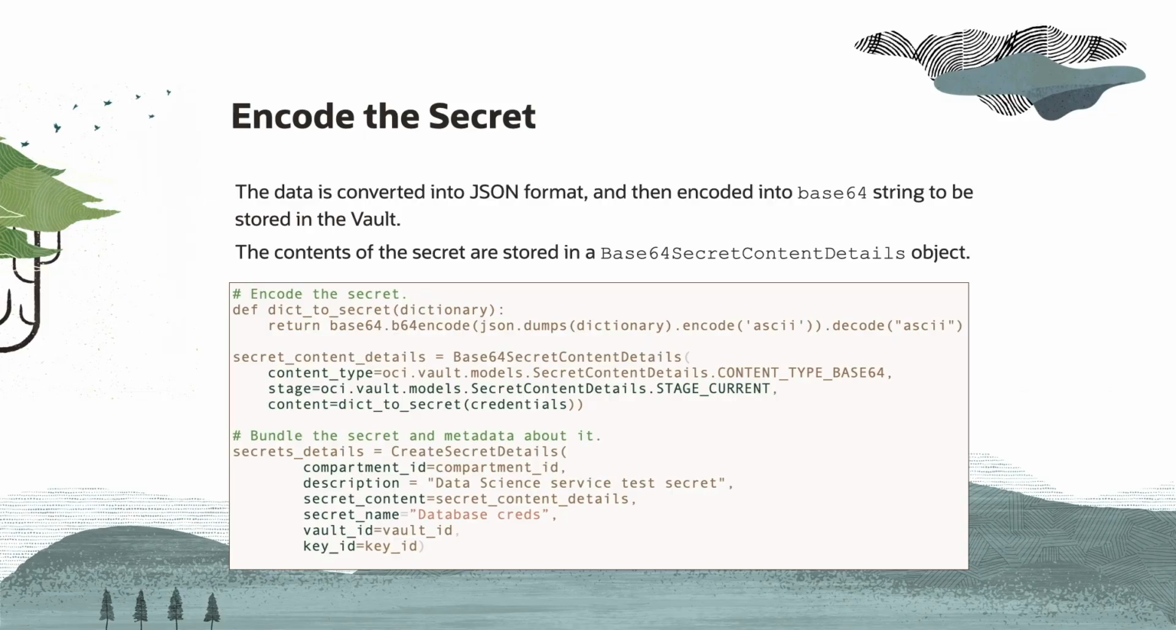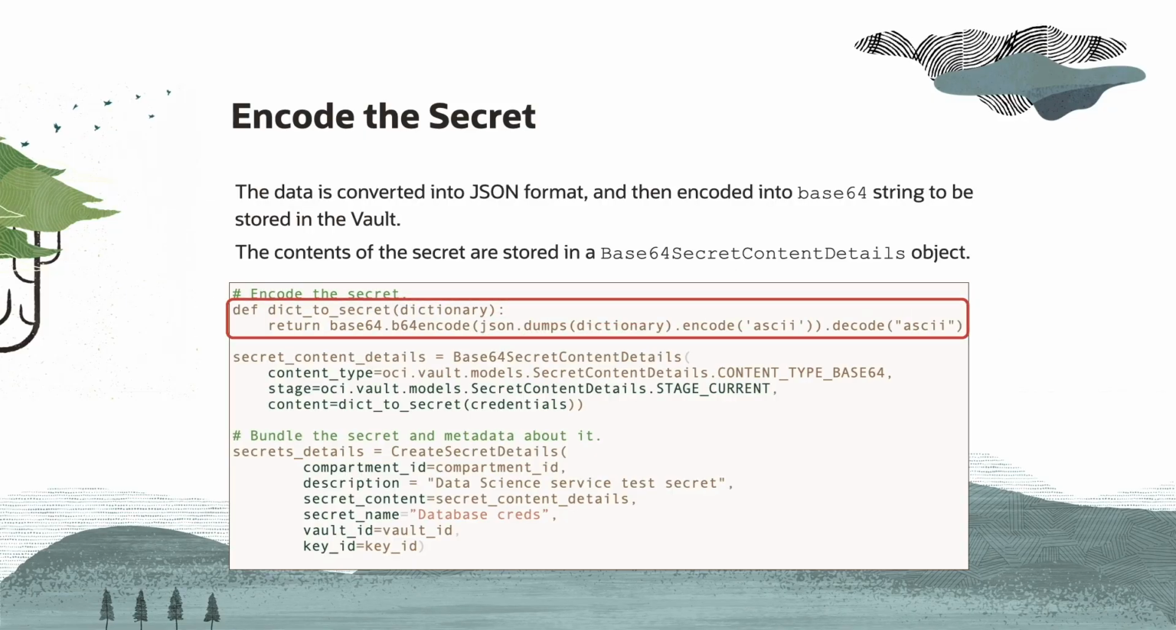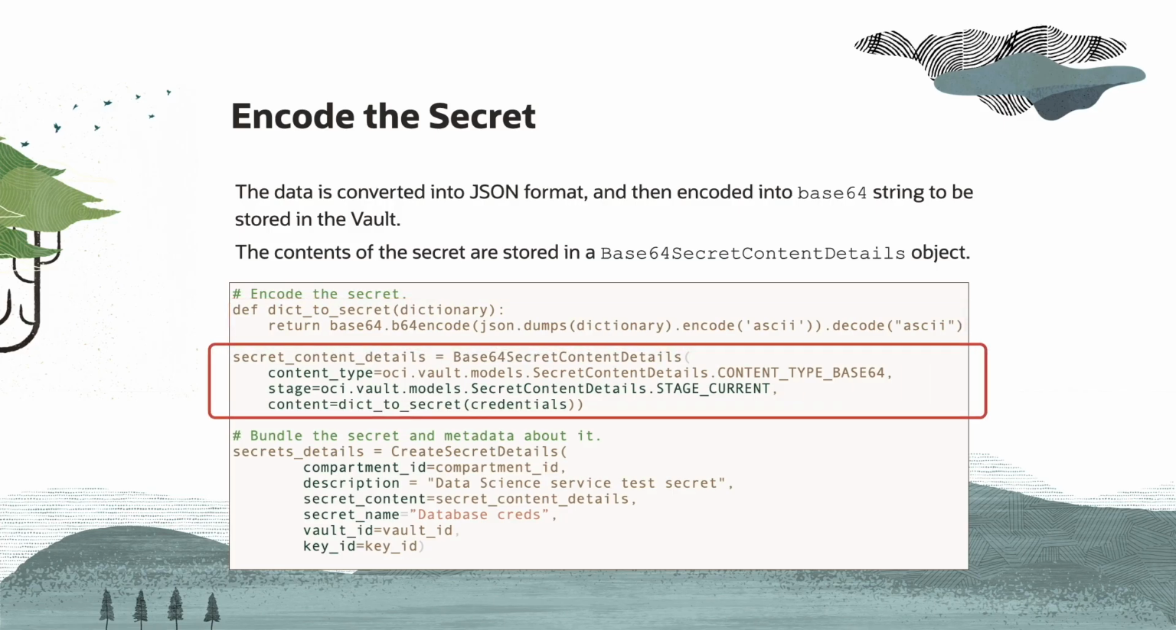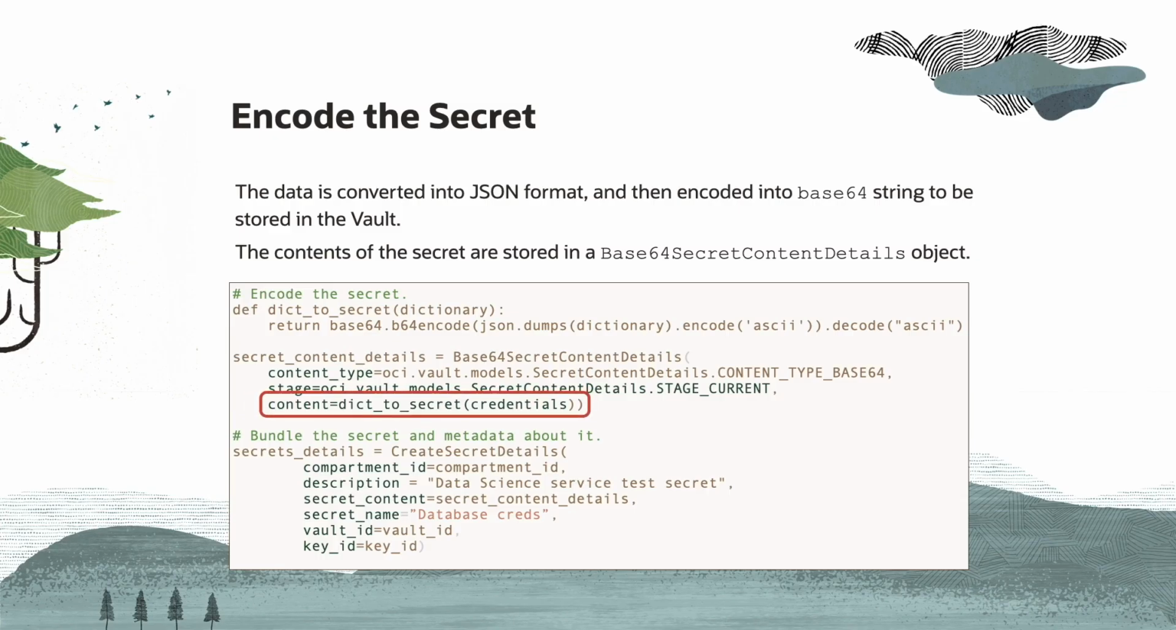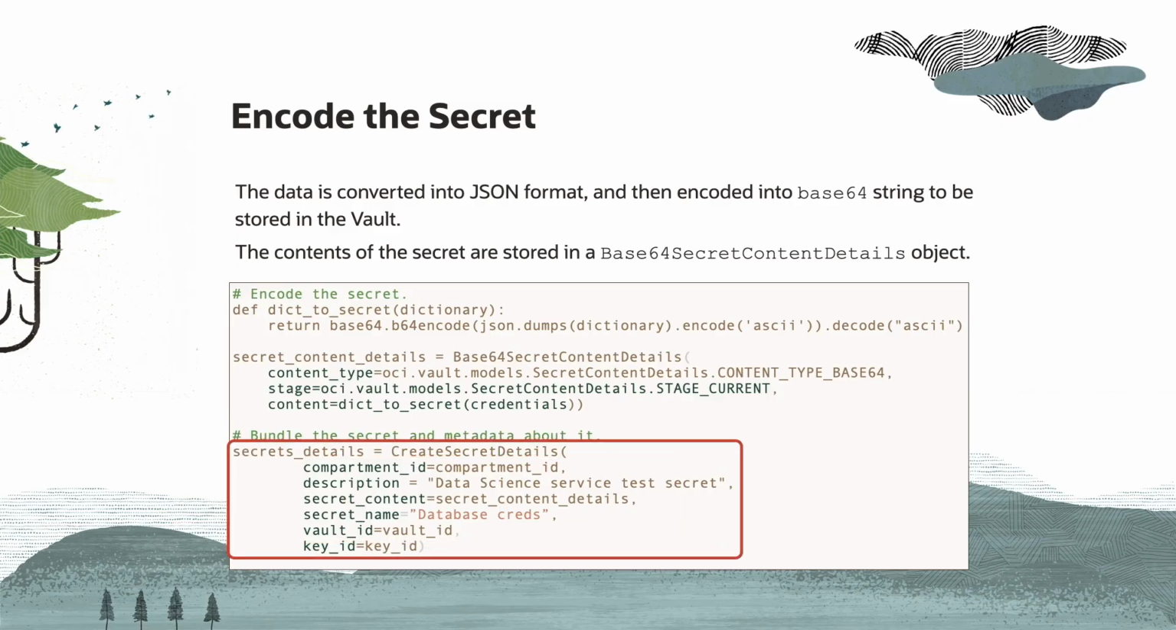In this code example, we'll look at the first chunk of code, and we have a helper function that is going to take a dictionary, convert it to JSON, and then base64 encode it. In the next chunk of code, we see that we're creating a base64 secret content details object. The last line of that chunk says contents equals dictionary to secret credentials. This is where we would pass in the credentials dictionary that we saw on the previous slide and convert it to a base64 object. We take that secret content details object and we create a secret details object.